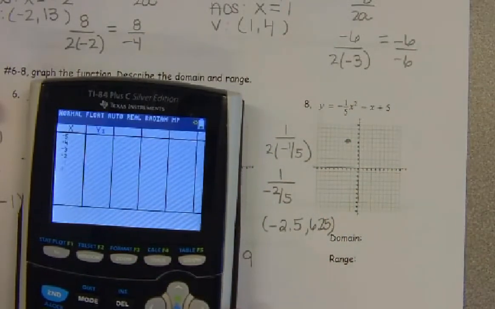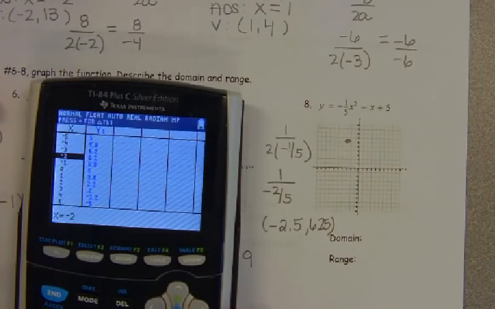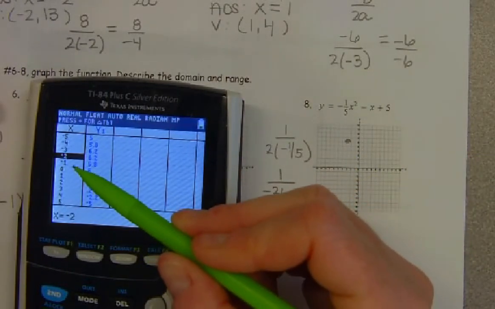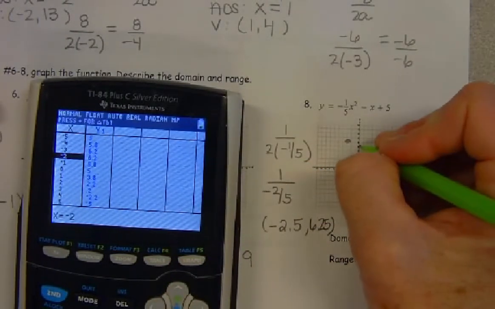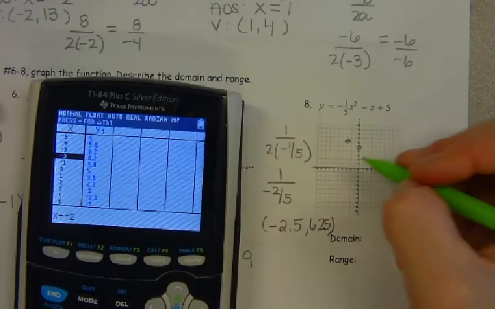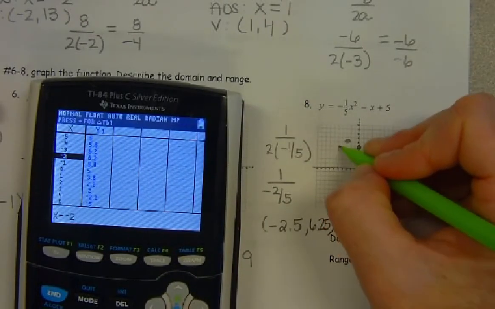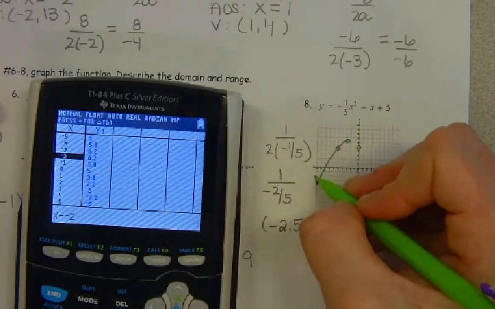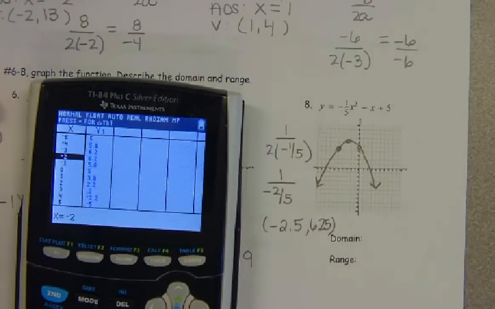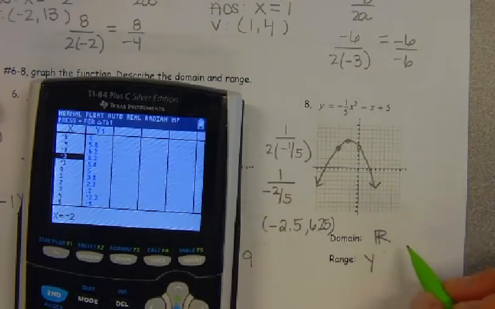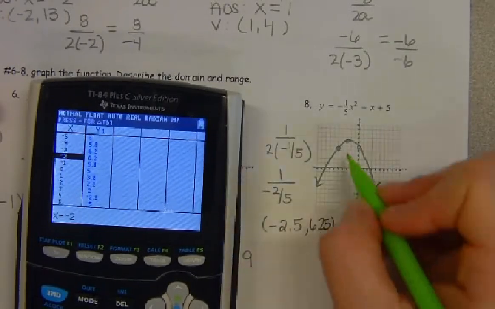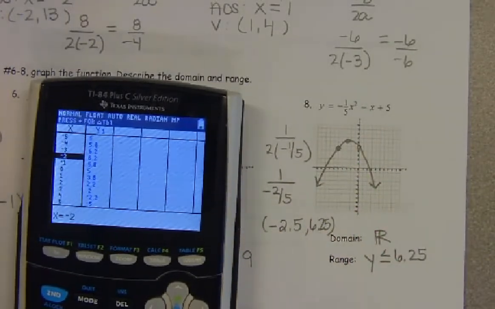I'm going to go to my table again. I can't really find -2.5 on here, but I can graph a couple above and below. Do you see how at 0 it's 5? And at -5 it's also at 5. So I can graph those two pretty easily and get a nice rough sketch of my graph. My domain is reals, and my range will be y. My y value is 6.25. Because it goes under, it'll be less than or equal to.